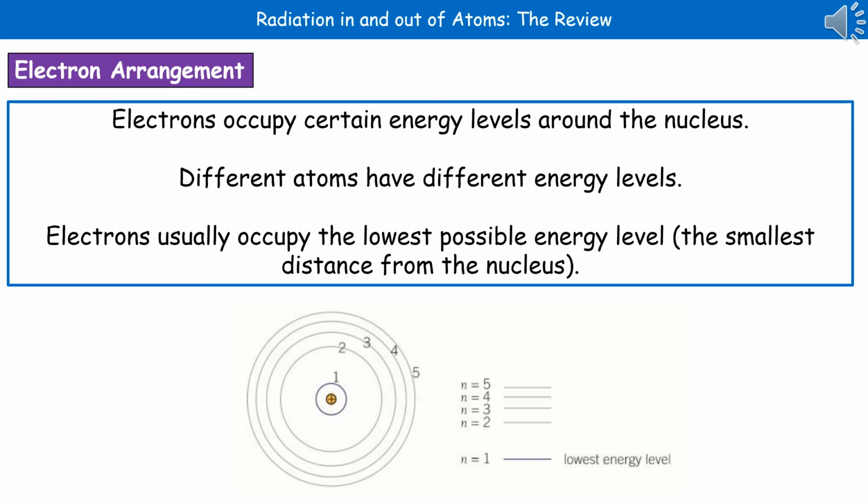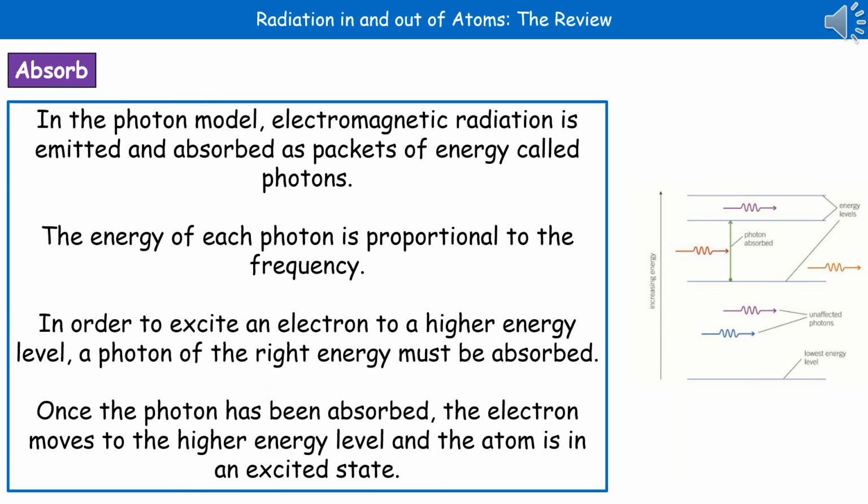First thing, we hopefully remember from our earlier work that when we're considering the arrangement of the electrons, they occupy certain energy levels around that nucleus. Different atoms have different energy levels for those electrons. But the electrons will occupy the lowest possible energy level, so that's the one closest to the nucleus.